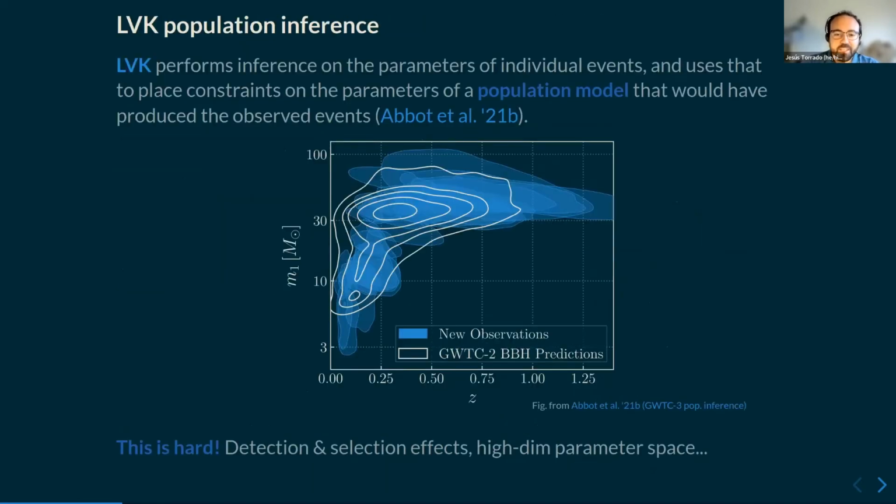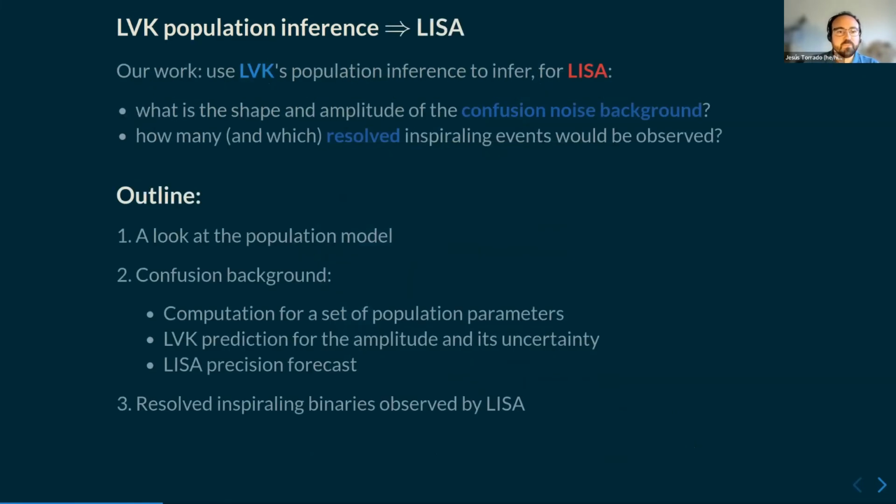With these around 70 events that I mentioned, the LIGO-Virgo-KAGRA collaboration performs inference on the parameters of the individual events, and then with this inference, doing hierarchical modeling, they did inference on a number of population models from which these events could have been drawn, which was probably one of the hardest things that they did. It's actually a very nice paper to read, the GWTC-3 paper. So what does it mean in our case?